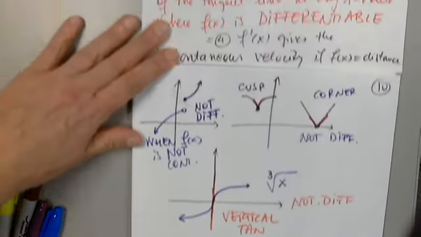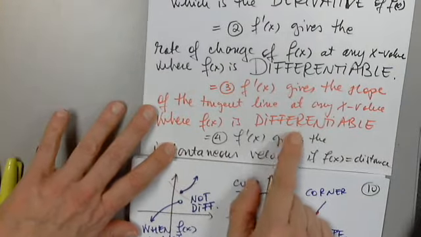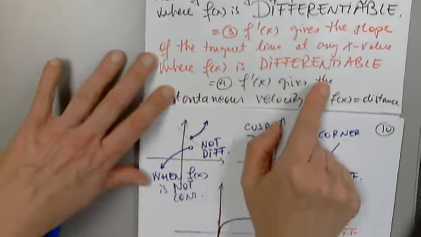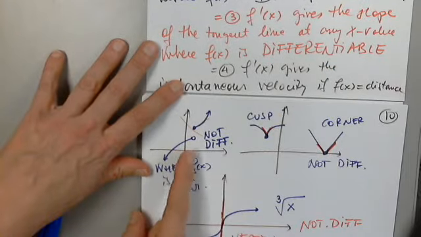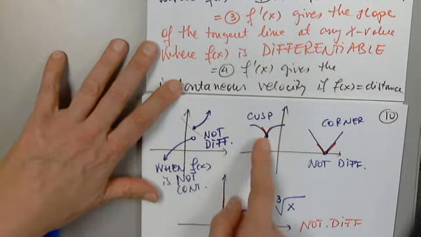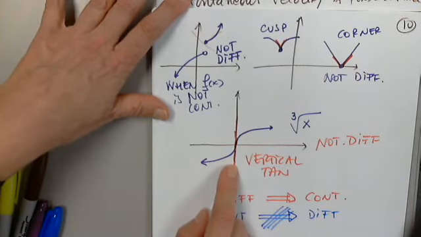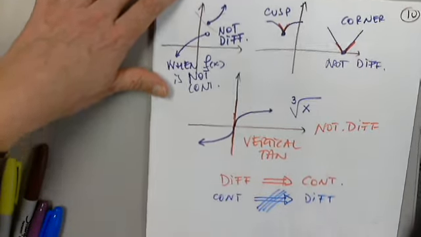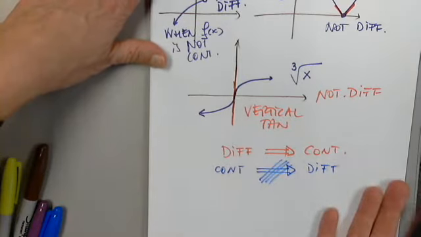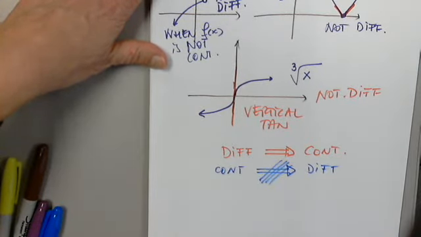So, when is a function differentiable then? When it's not discontinuous, it does not have a cusp, it does not have a corner, and it does not have a vertical tangent. So it was easier to explain when a function is not differentiable. In all the other cases, the function is differentiable.